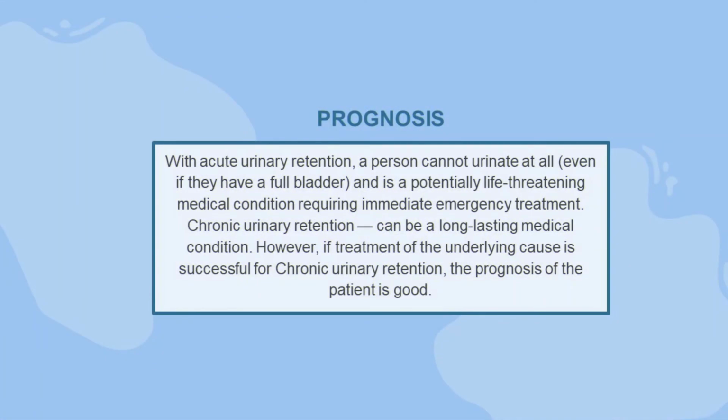Prognosis. With acute urinary retention, a person cannot urinate at all, even if they have a full bladder, and it is a potentially life-threatening medical condition requiring immediate emergency treatment. Chronic urinary retention can be a long-lasting medical condition. However, if treatment of the underlying cause is successful for chronic urinary retention, the prognosis of the patient is good.